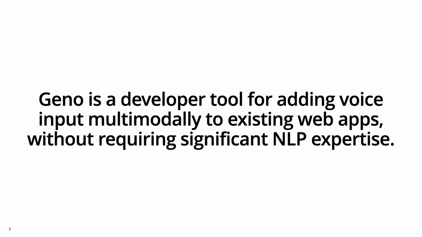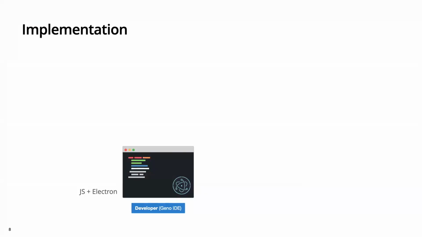Which leads me to introduce Geno, a developer tool for adding voice input multimodally to existing web apps without requiring significant NLP expertise. I want to now describe the high-level architecture for Geno. If you're interested in more specific details about the implementation, please refer to our paper. So developers use the Geno IDE for creating their multimodal interactions. It's built using JavaScript and the Electron framework, allowing it to seamlessly interact with the developer's web app, as well as providing a cross-platform desktop app experience.